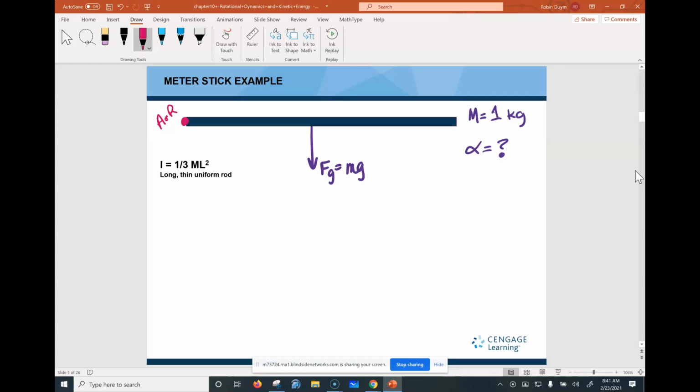Alright, so here's our meter stick again. Here's my axis of rotation on the end, so therefore our moment of inertia is 1/3 ml squared. We're going to say it's 1 kilogram. Go ahead, find your angular acceleration.